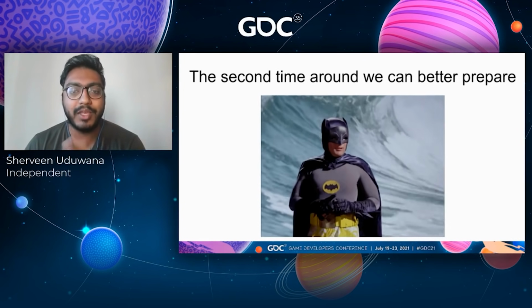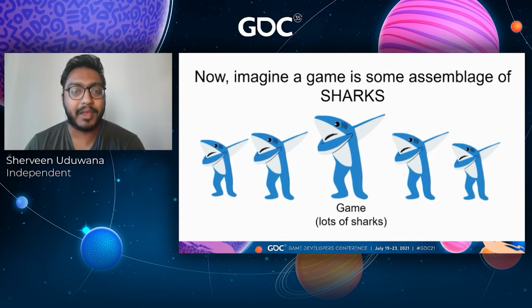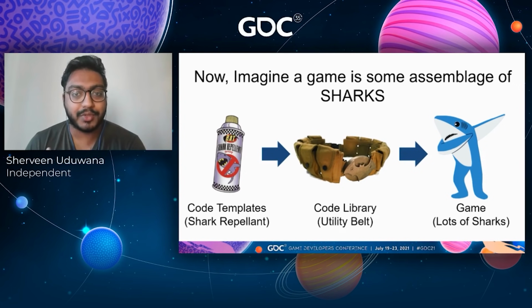And I'm saying that we can totally be like Batman. Now, imagine that a game is just some combination of sharks. These are problems you have to solve or features you have to implement or whatever. They're all sharks now. And you just have to do the exact same process, right? You make sure that you have your shark repellent prepared. In this case, we're going to be talking about code templates. They go in a place you can find them easily, and that's your utility belt. And when that shark shows up, you pop that out of your utility belt and you're good to go.